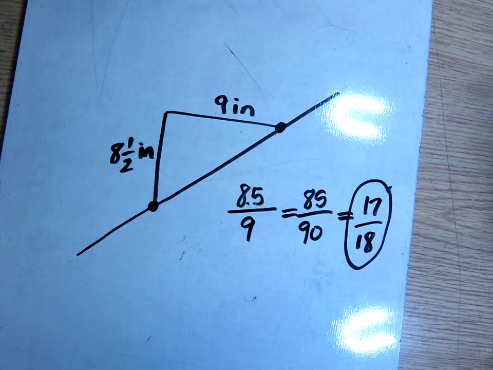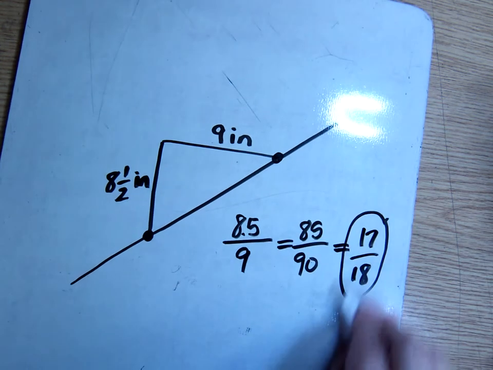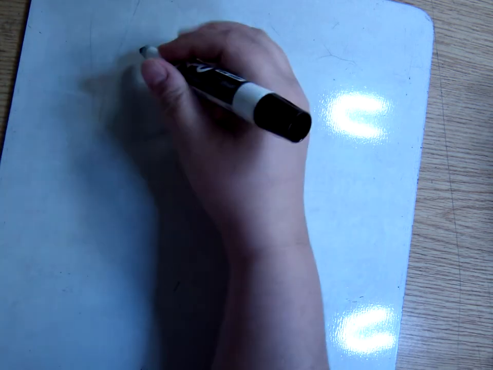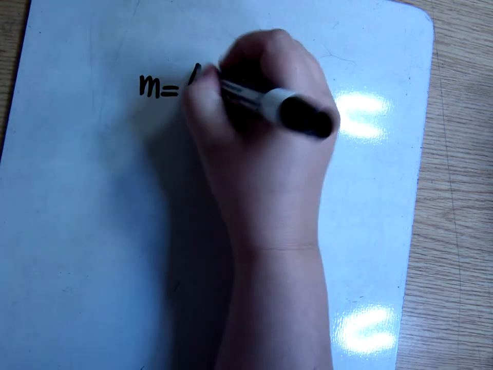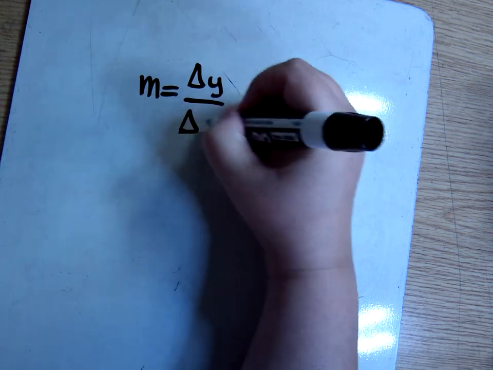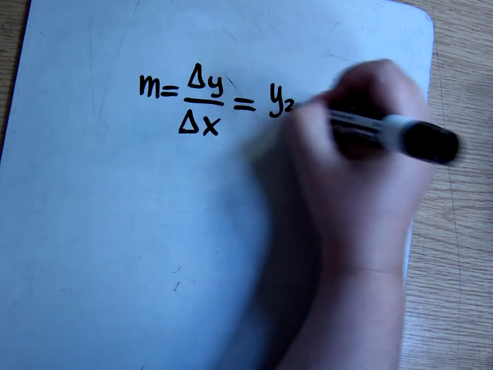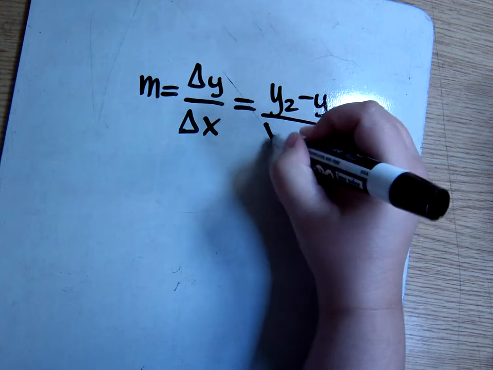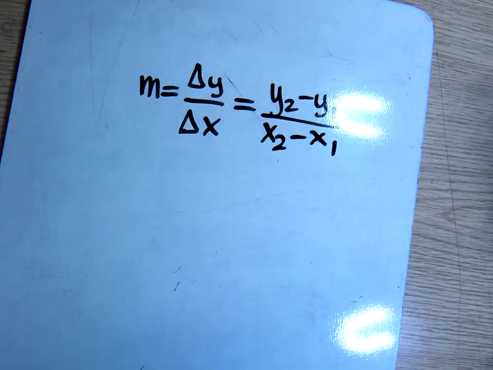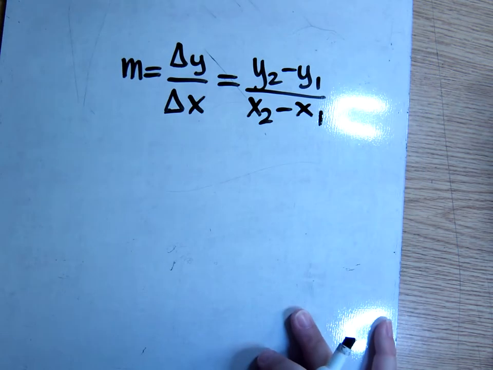Next, we have number 25. Why will the slope of any horizontal line be 0? Why will the slope of any vertical line be undefined? We kind of touched on this yesterday. If the slope formula is the change in y over the change in x, or the difference between any two y's divided by the difference between their corresponding x values, that's what slope is.